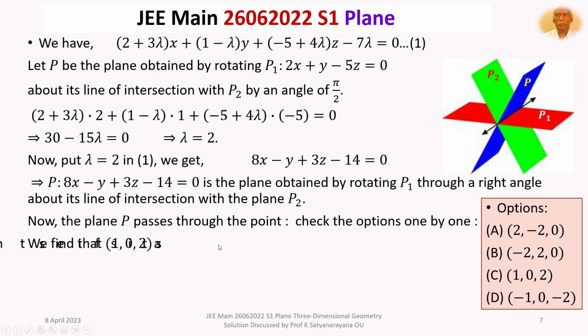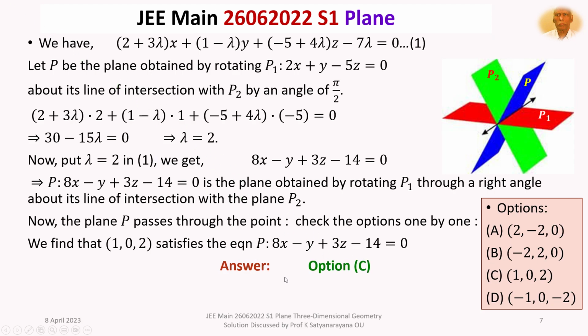We find option C, 1, 0, 2, that is x is 1, y is 0, z is 2. So 8 plus 2 threes are 6, 8 plus 6 is 14, minus 14 is equal to 0. So it satisfies this equation. Therefore the answer to this question is option C. That is, the rotated plane P passes through the point given by option C.